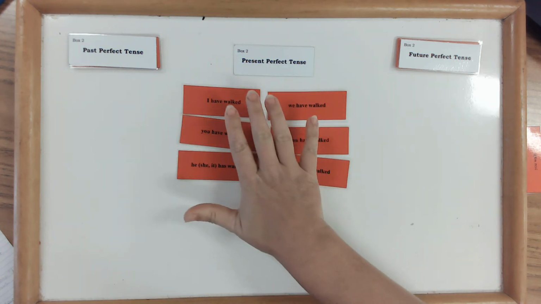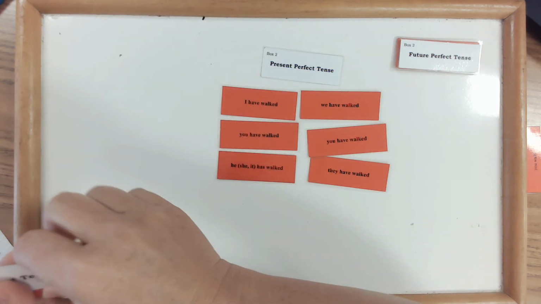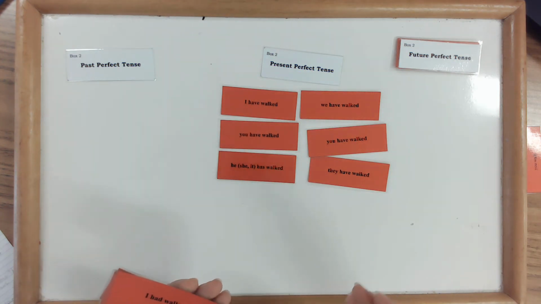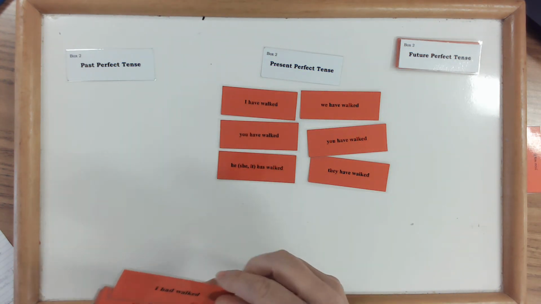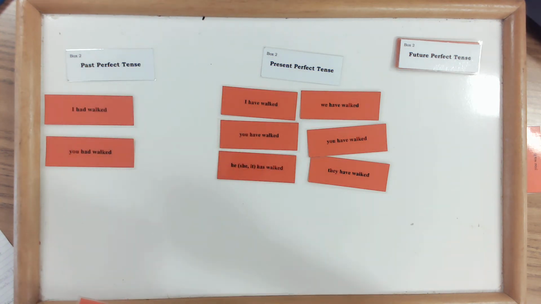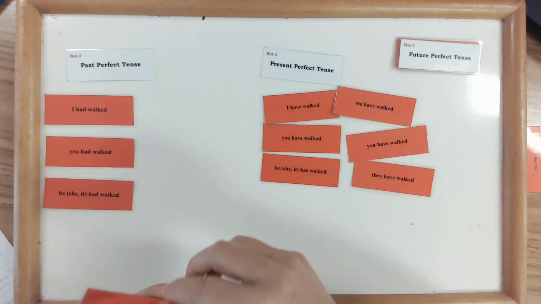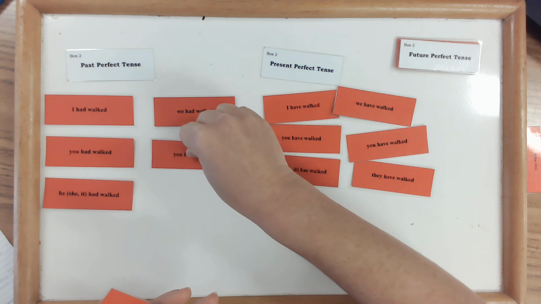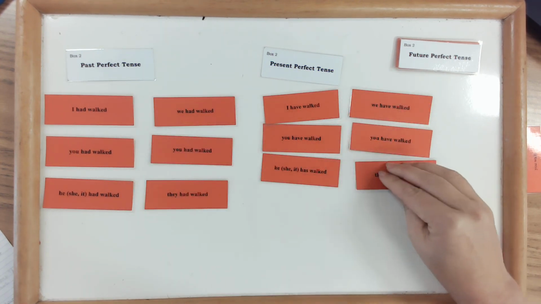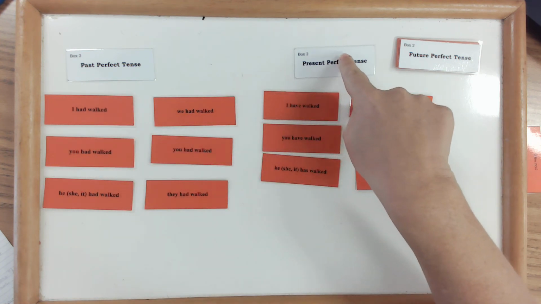Let's compare it and see what it looks like to the past perfect tense. Now, the past form of to have is had, along with the past tense of the word walked. I had walked, you had walked, he, she, it had walked, we had walked, you had walked, they had walked. So you can see the difference there between the past perfect tense and the present perfect tense.